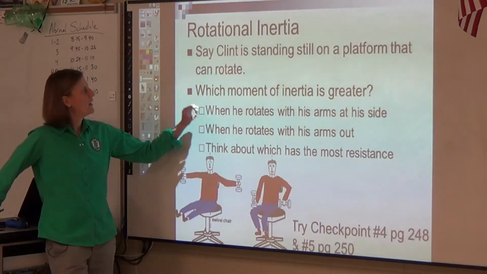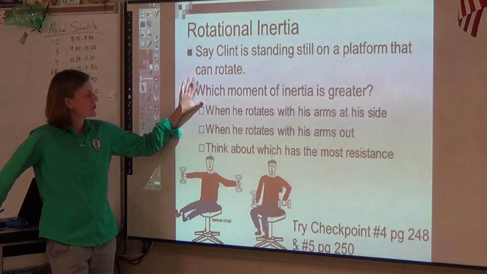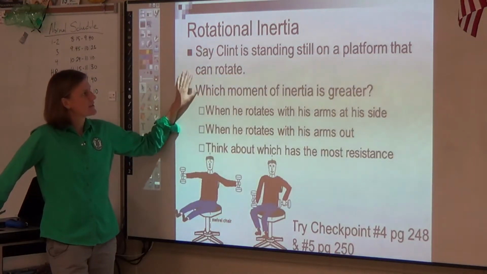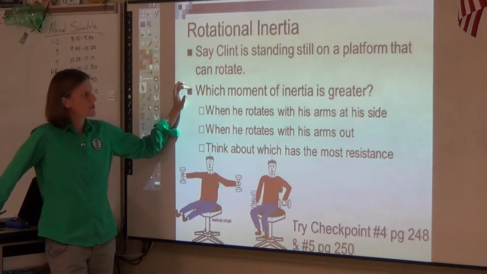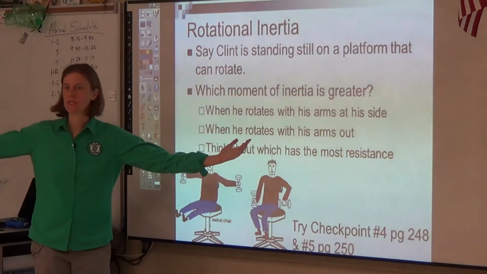Alright, so moving on to the next slide. Says Clint is standing on a platform that can rotate. Which moment of inertia is greater? When he rotates with his arms at his side, when he rotates with his arms out? And think about which would have the most resistance.